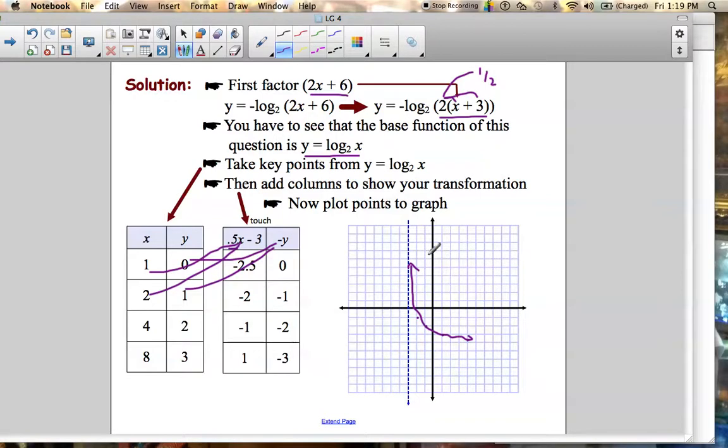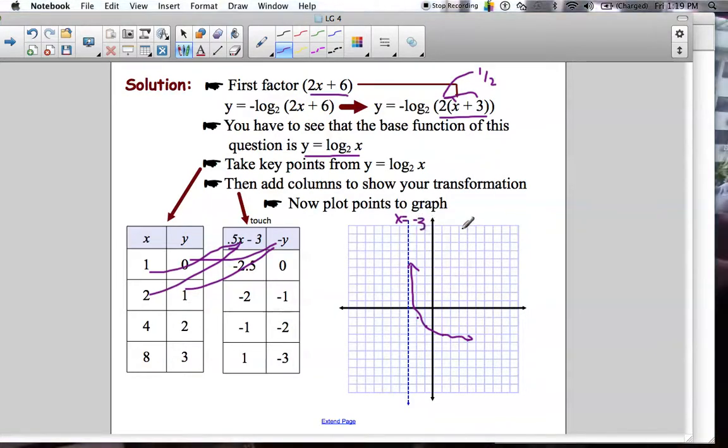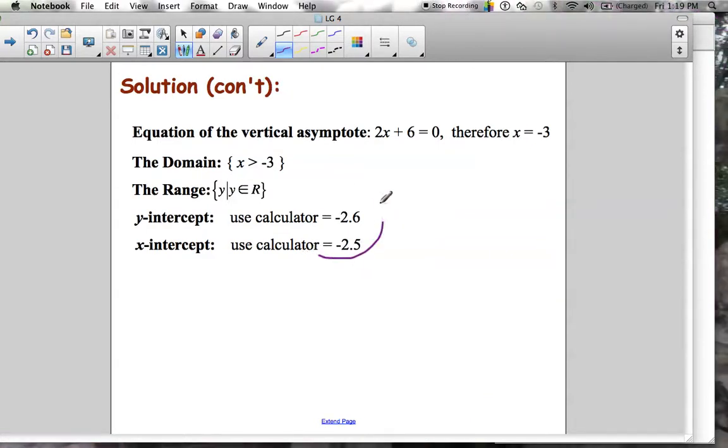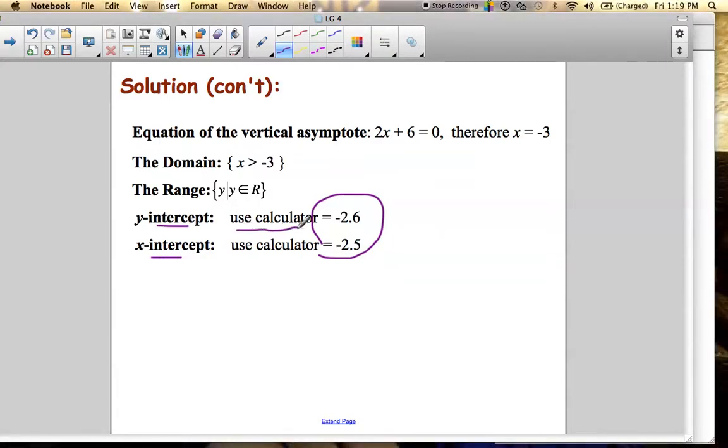And then we can do our domain and range, and we can do all the other things. Okay, don't forget to label always the asymptotes. X equals negative 3. Don't forget that. Okay, now these guys right here, when you have to find the x and y intercepts, use your calculator. It's a lot easier. And this is going to help you find some complicated answers to multiple choice questions.